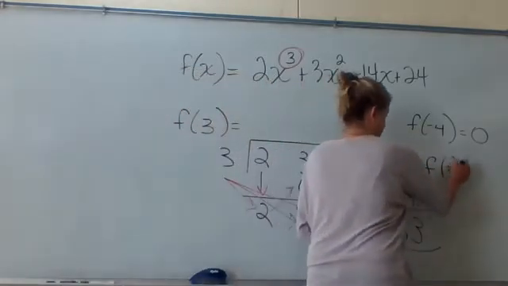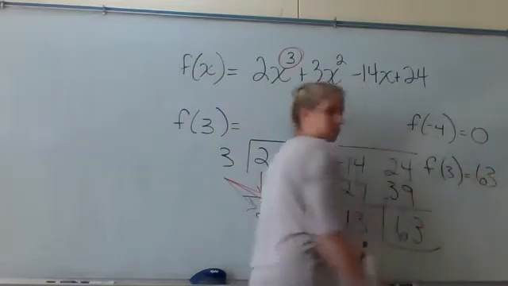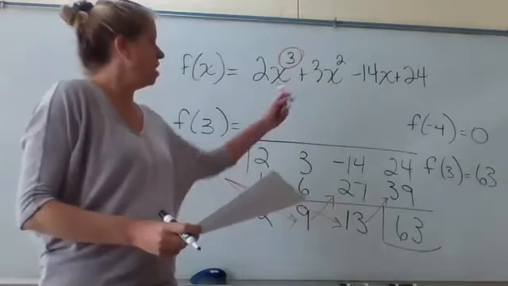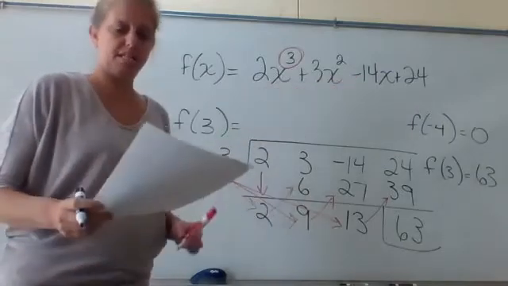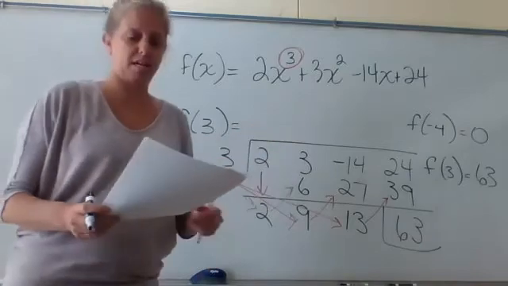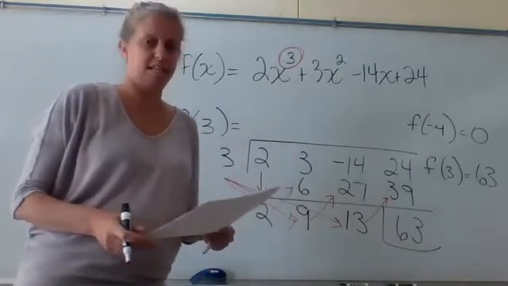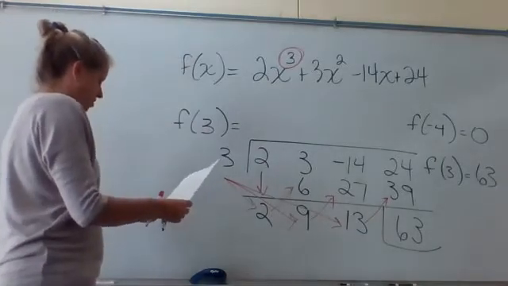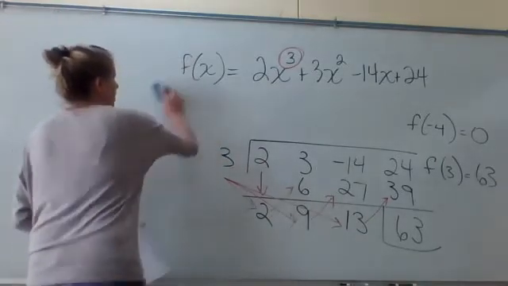That's why 3 was not a solution. So -4 is a solution because f of -4 was 0. 3 is not a solution because f of 3 is 63. All right, number 4. Same thing.